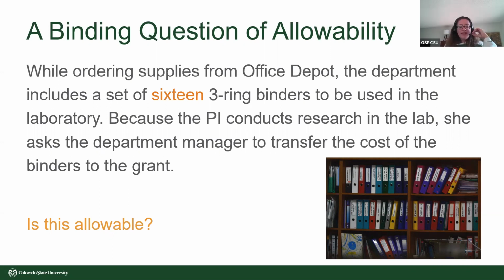Thank you for that. So in the chat, I'm saying what are the binders going to be used for? And I really like the who's going to be using them. Do you have 3 REU students, but you're purchasing 16 binders?